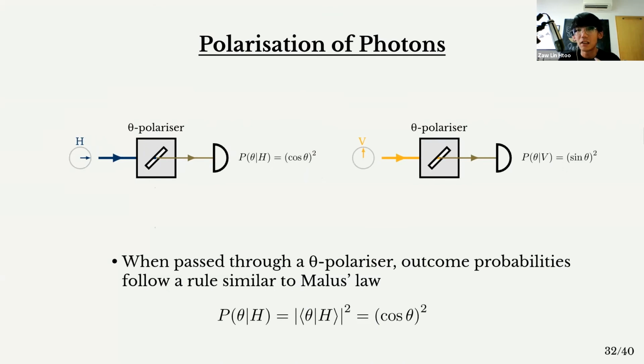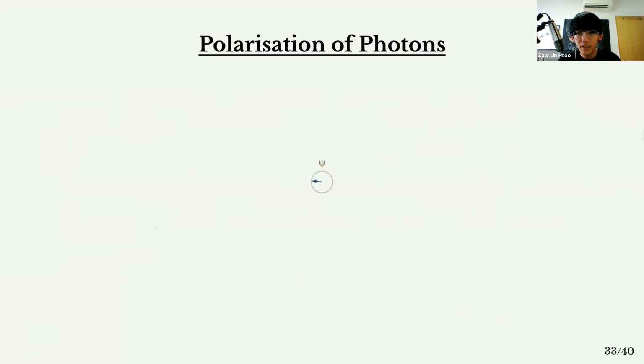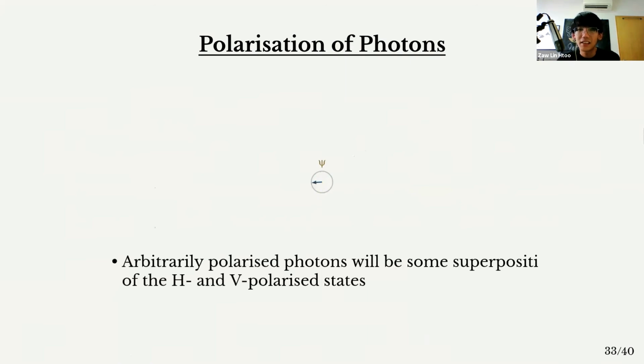And for the V polarized, if you pass in a V polarized state instead, you get back sine squared theta. So we know how to describe a horizontally polarized photon. We also know how to describe a vertically polarized photon. But what about if you have something in between, right? Your photon might not be polarized in either of the states. Well, we can always describe it as some superposition of the H and V states, right?